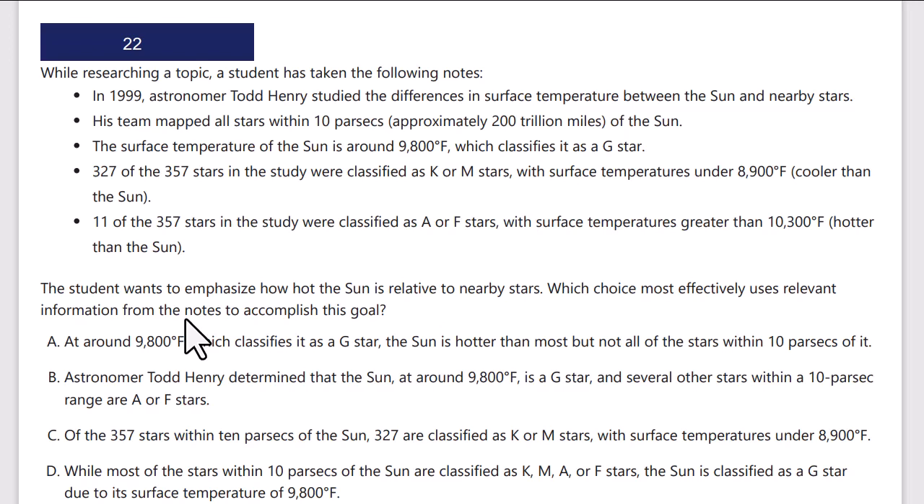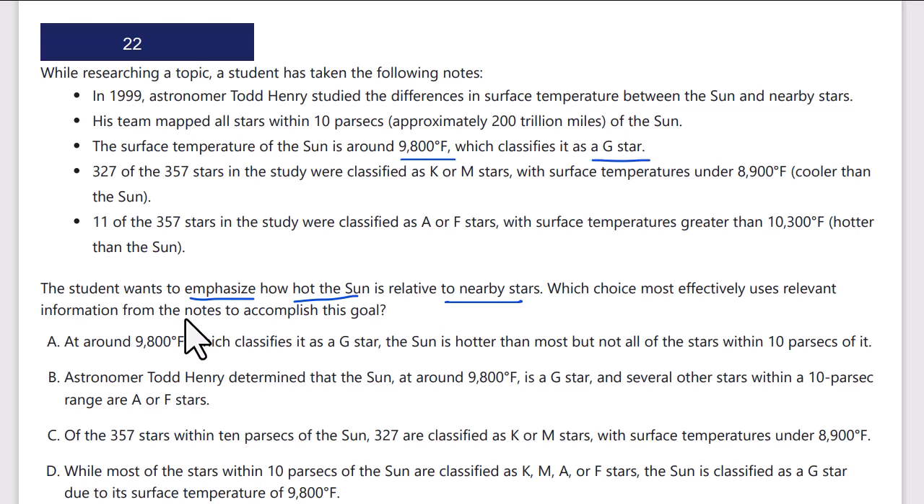Okay, the student wants to emphasize how hot the sun is relative to nearby stars. So an astronomer studied the difference in surface temperatures between the sun and nearby stars. His team mapped all stars within 10 parsecs of the sun. The surface temperature of the sun is around 9,800 degrees, which classifies it as a G star.